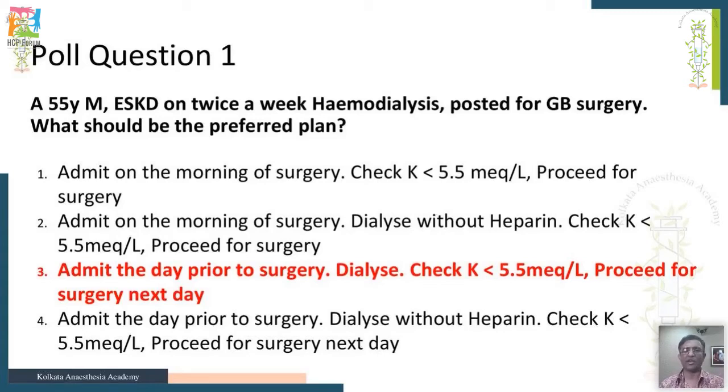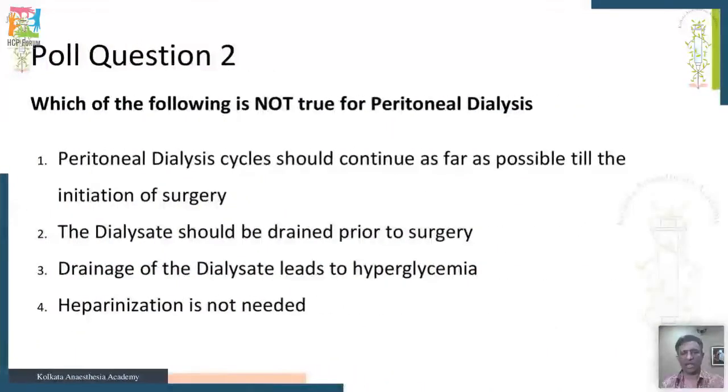Dialyze. You don't need to wait more than 4 hours. Dialyze with heparin; that's a more efficient way of doing it. Check a potassium after the dialysis. It should be less than 5.5. Proceeding for surgery the next day is possibly the most preferred approach. I think most of you got it similar to what I thought.